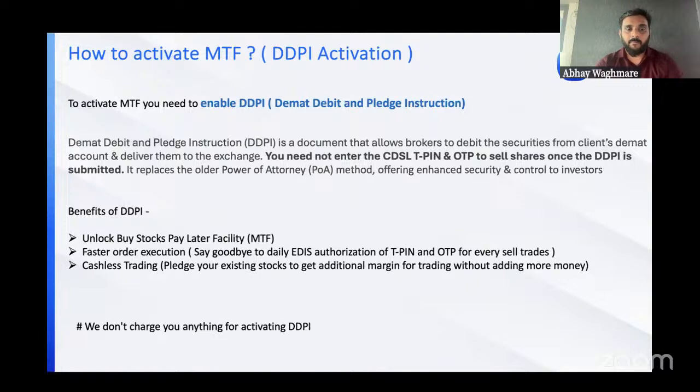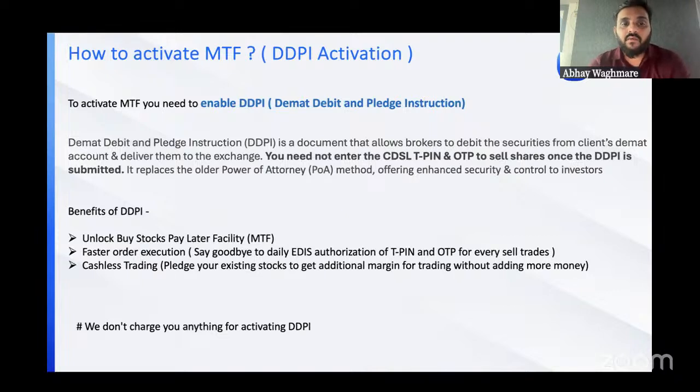allocated to your portfolio, which was already there in place. So that is how cashless trading works. If you want to do cashless trading and help yourself in faster order execution, it is important to activate the DDPI.